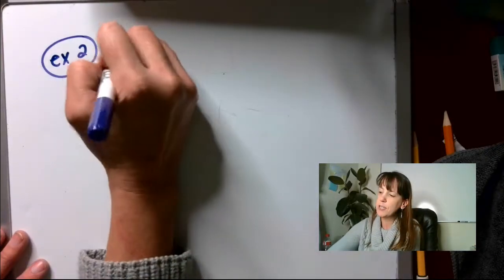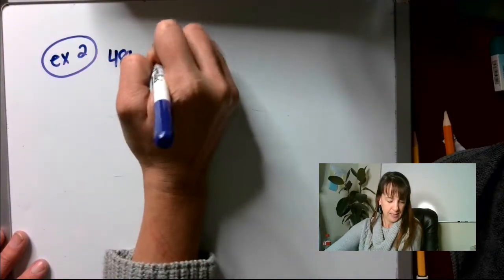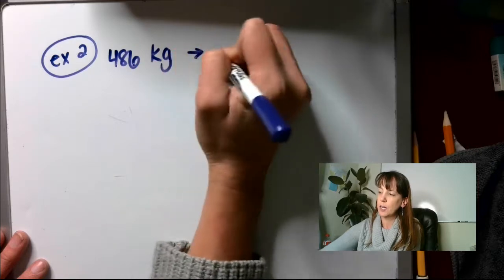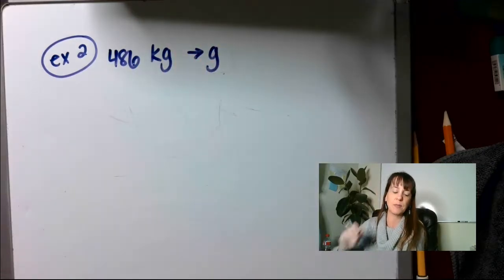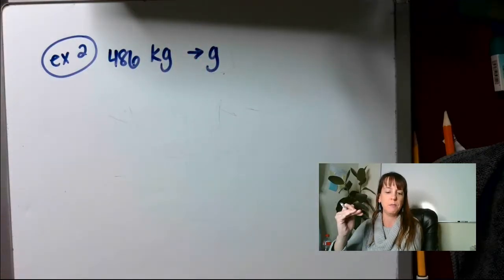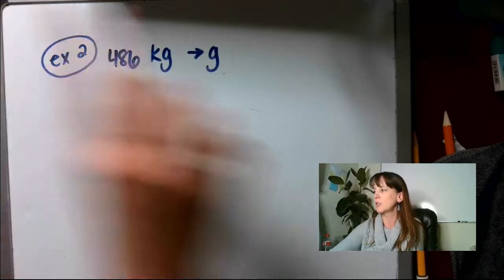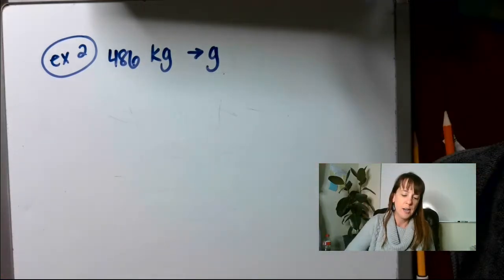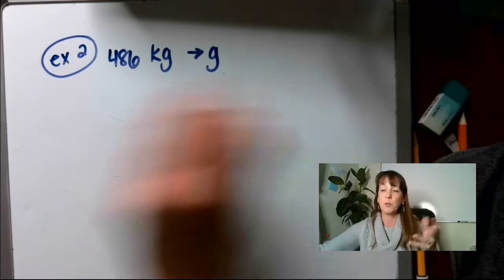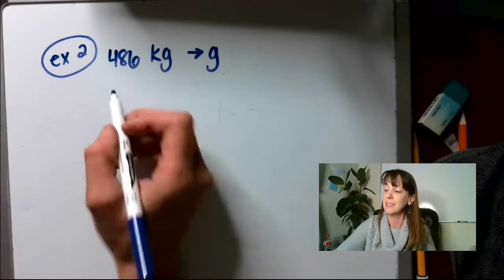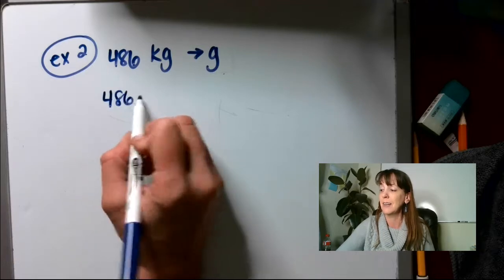We have 486 kilograms to grams. And talking about that, it was the same idea for length as it was for mass. I just didn't shuffle over to the other side of that chart, but it's the same idea because it's all the same prefixes, because the metric system makes sense and the US system does not at all.